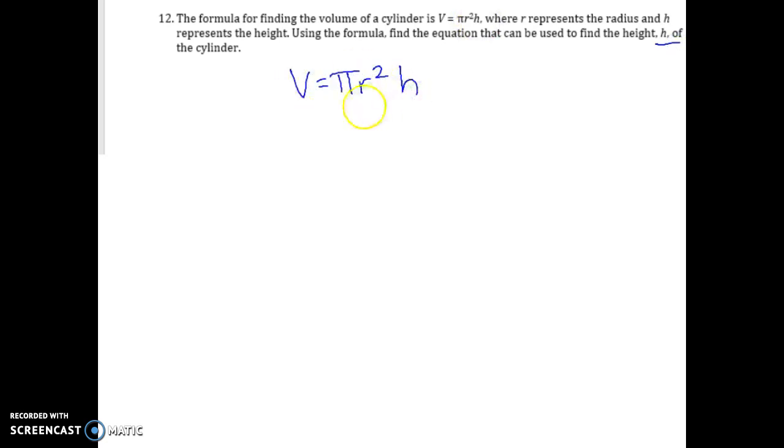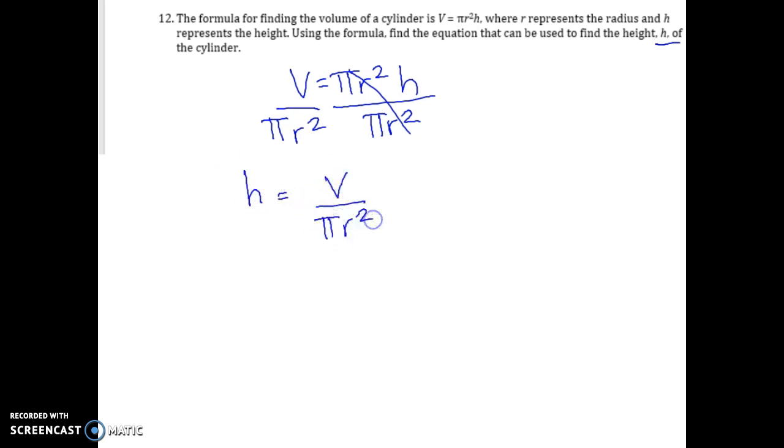If we want h by itself, all we have to do is divide by pi r squared. And we can do that just in one step. Whatever we do to one side of the equation, we have to do to the other. So to solve for h is actually going to be equal to v divided by pi r squared. So that would be our answer.